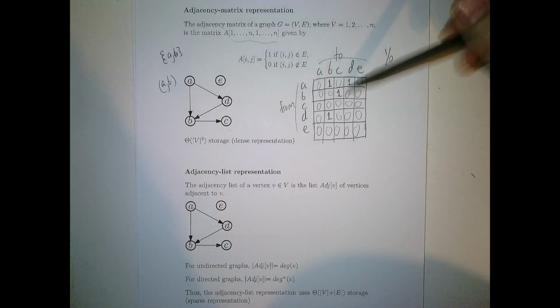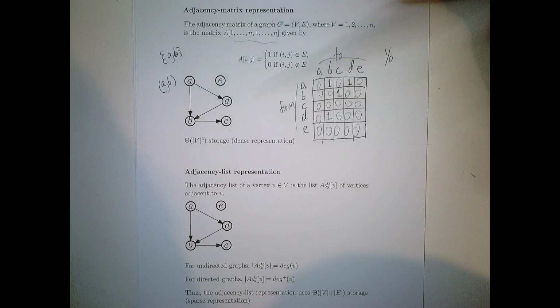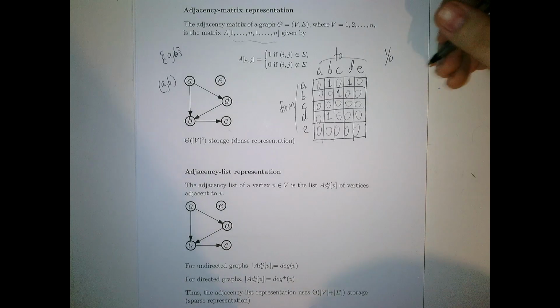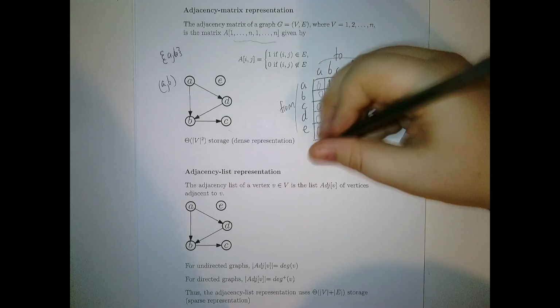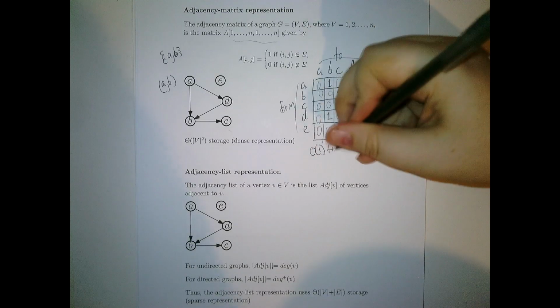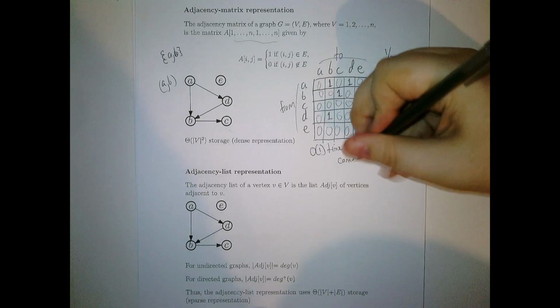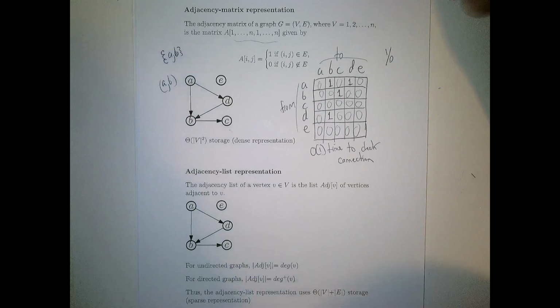Actually, we can see we have 4 ones. 1, 2, 3, 4. 4 edges. So 4 ones for the 4 edges, and we have zeros everywhere else. I think that's pretty straightforward as a representation scheme. It's really easy to test for a connection. Testing for a connection just takes constant time. You just jump to the location and see is it connected or not. 0, 1, time to check connection. We call that adjacency.